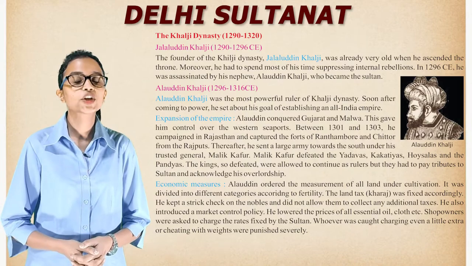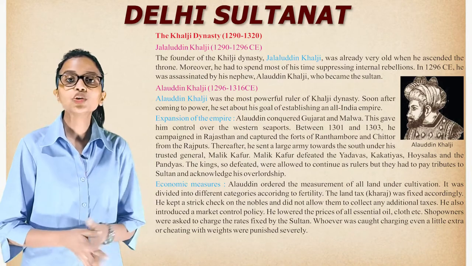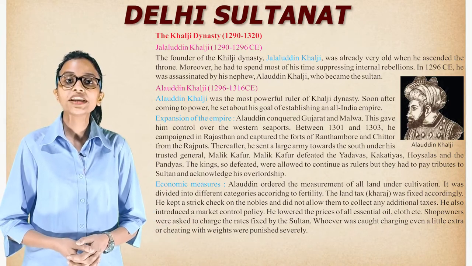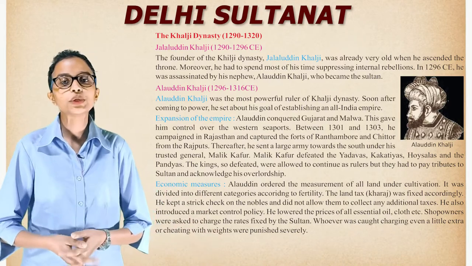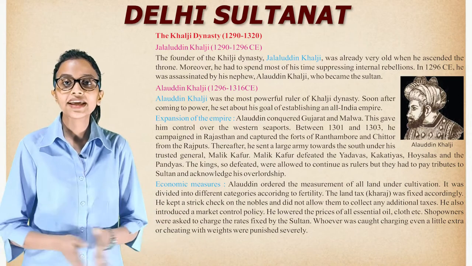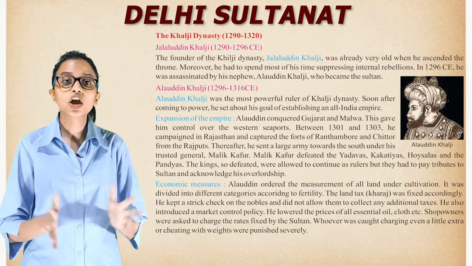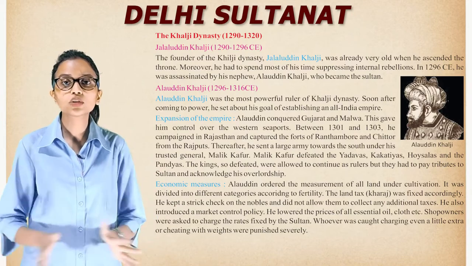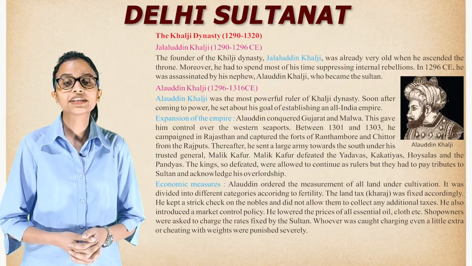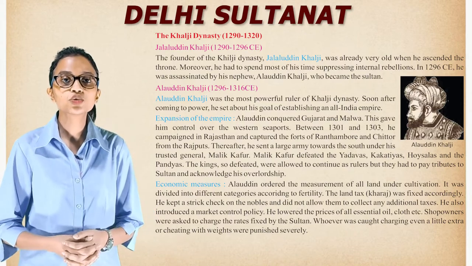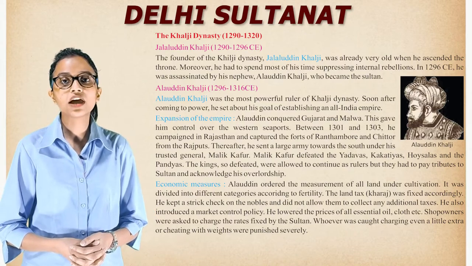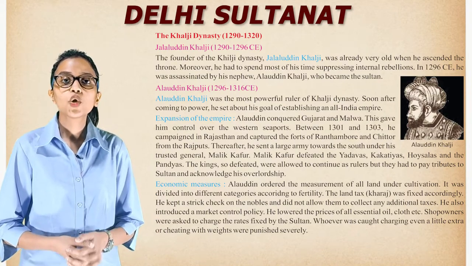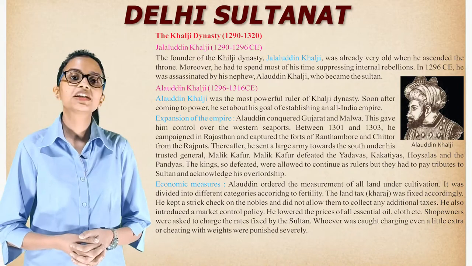overlordship. Economic measures. Alauddin ordered the measurement of all land under cultivation. It was divided into different categories according to fertility. The land tax, kharaj, was fixed accordingly. He kept a strict check on the nobles and did not allow them to collect any additional taxes. Traders were also asked to charge the rate fixed by the Sultan. Whoever was caught charging even a little extra or cheating with weights was punished severely.